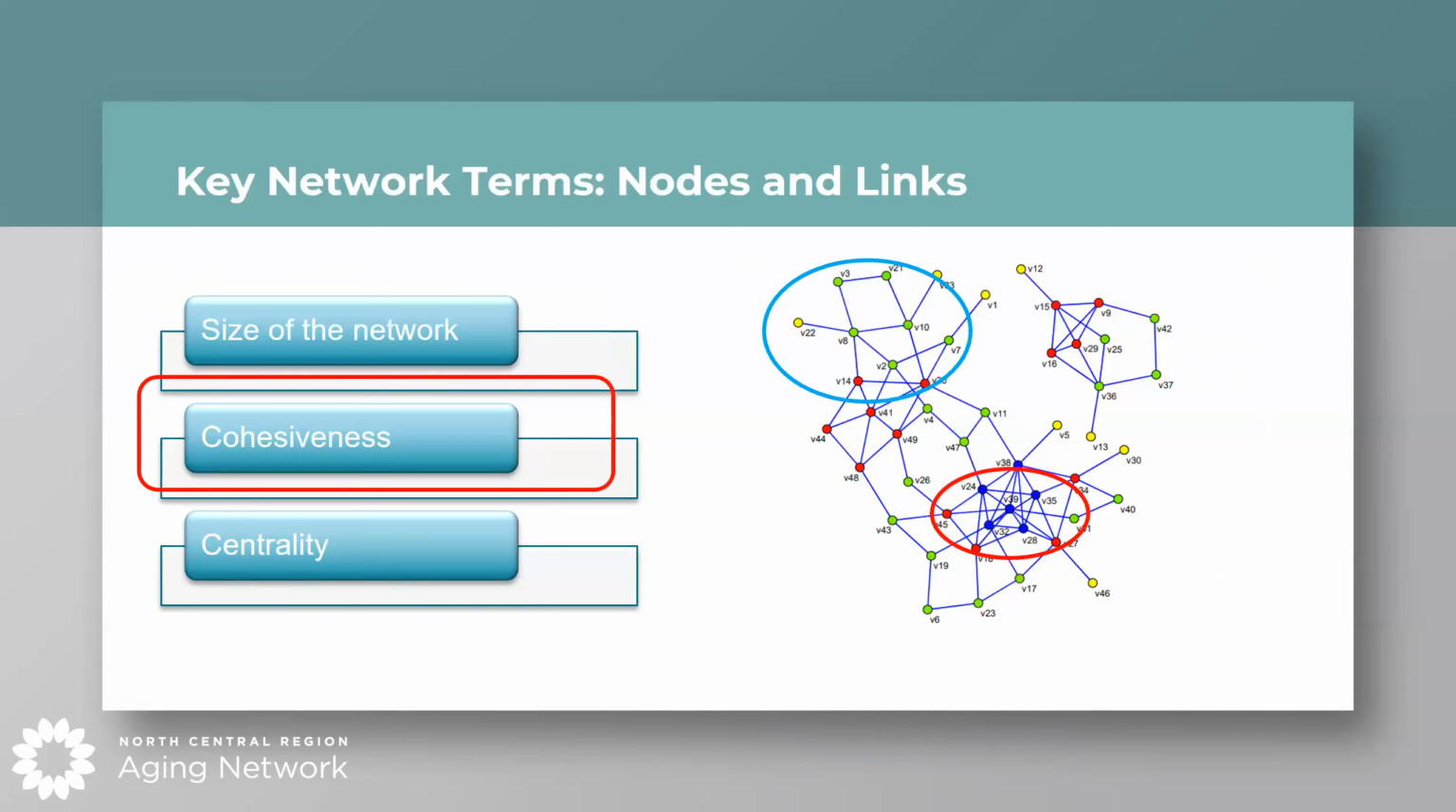Does it make sense? So cohesiveness is basically how concentrated you are, how much you are connected with each other, and how dense your relationships and networks are between the links.